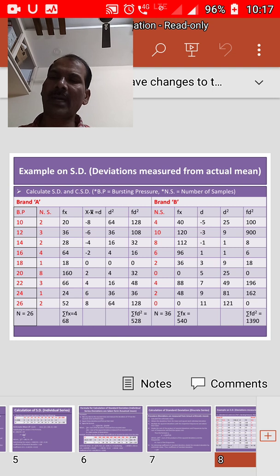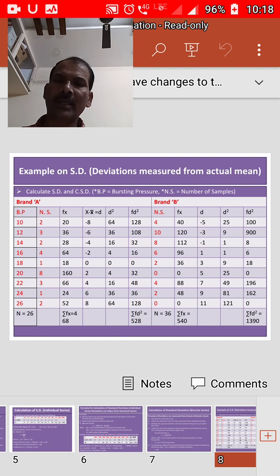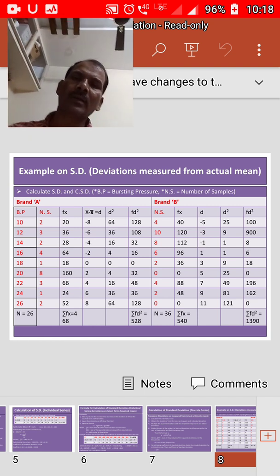He has also given brand A, which we are considering as F, and brand B, the number of samples. In the PPT, because of space, the abbreviation NS is written, which is nothing but number of samples. The number of samples of brand A is 2, 3, 2, 4, 1, 8, 3, 1, 2. Brand B is 4, 10, 8, 6, 2, 0, 4, 2, 0. These are the information given by the examiner.